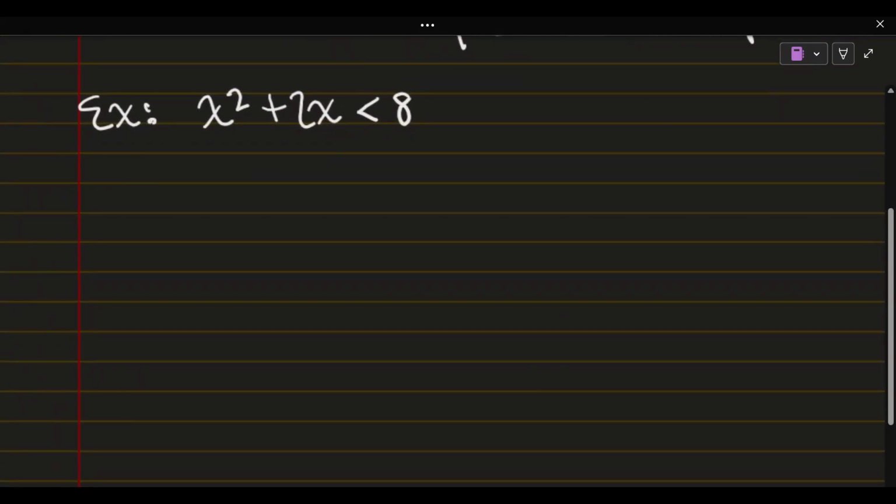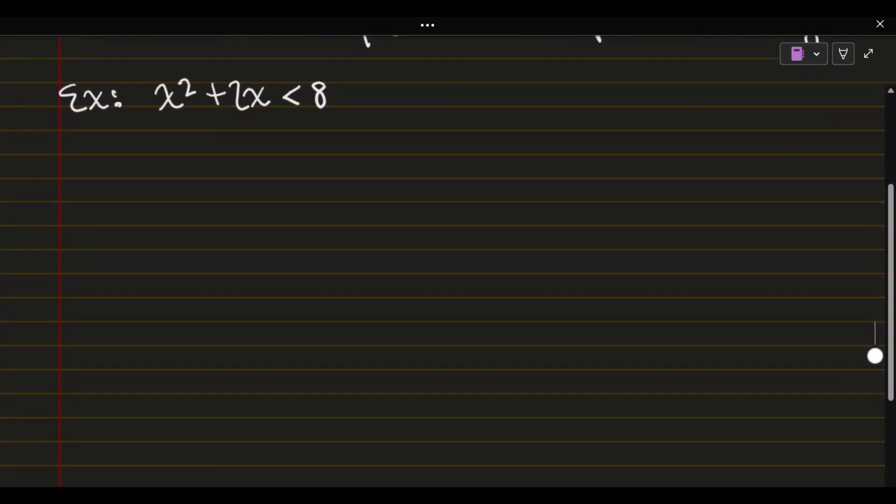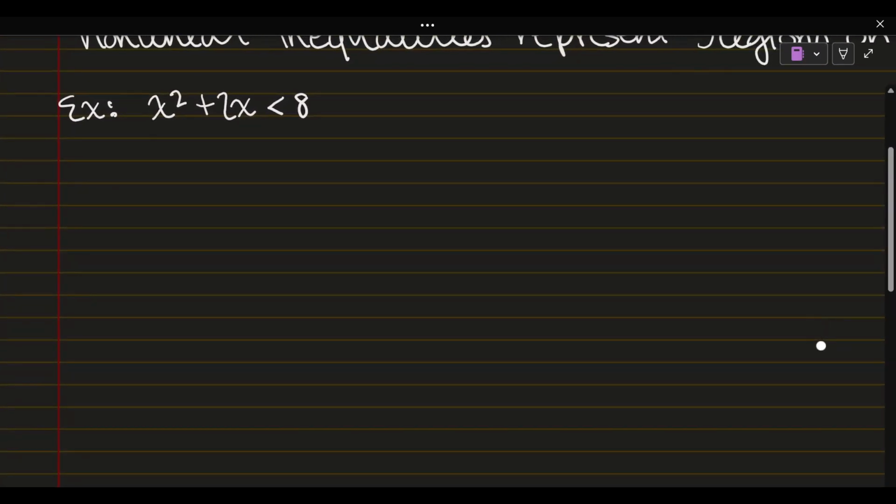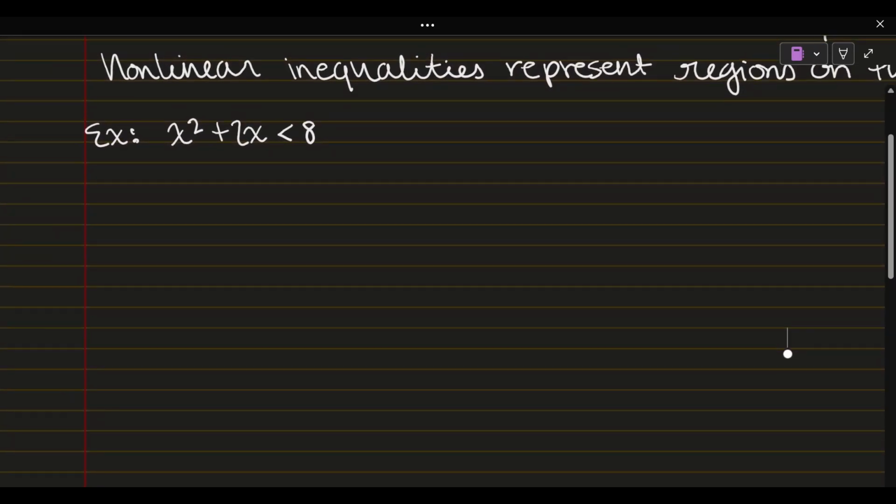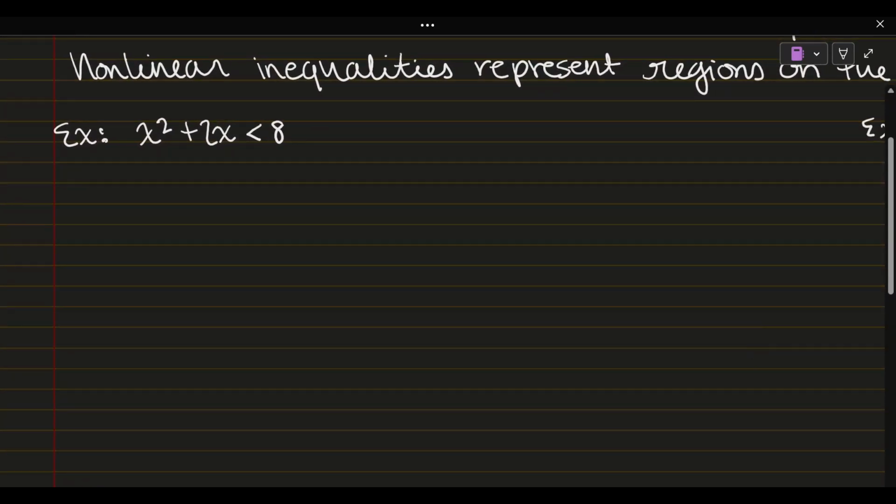So we'll go ahead and just jump into this first example, because I think it's going to be easier for me to just show you the process rather than explain it all up front. So our goal, in this case, I have a quadratic nonlinear inequality, right? It's nonlinear because it's quadratic. And I have x squared plus 2x is less than 8.